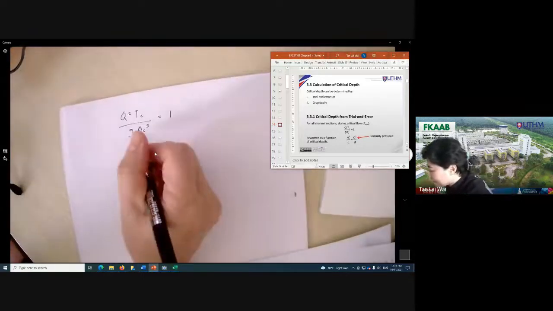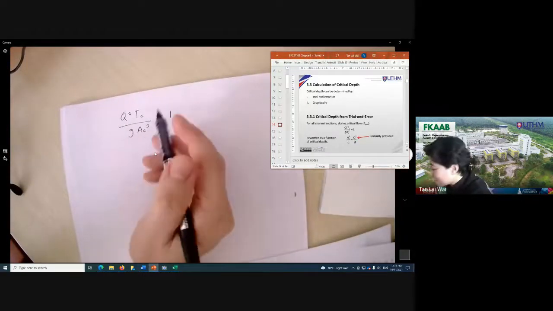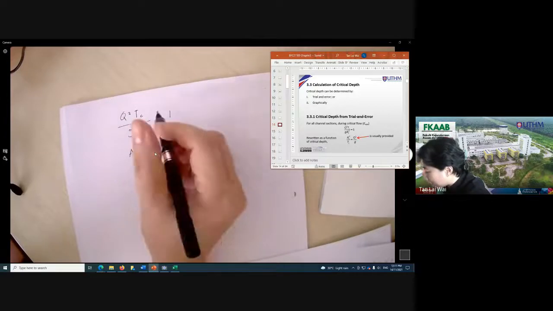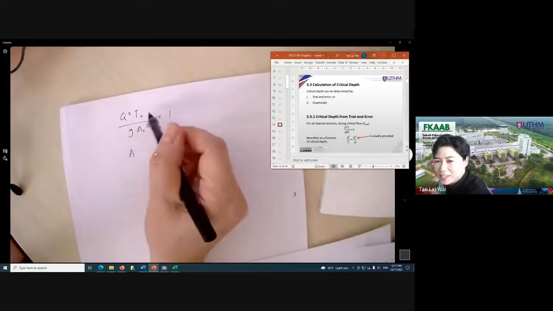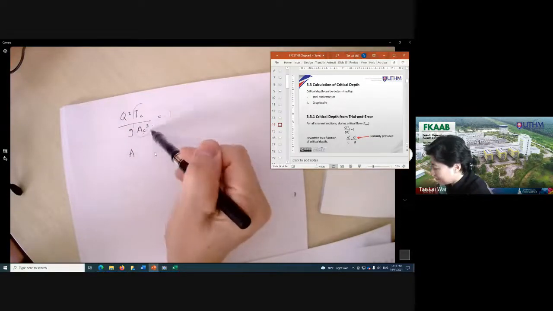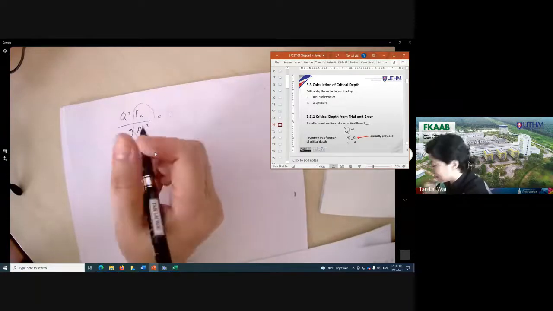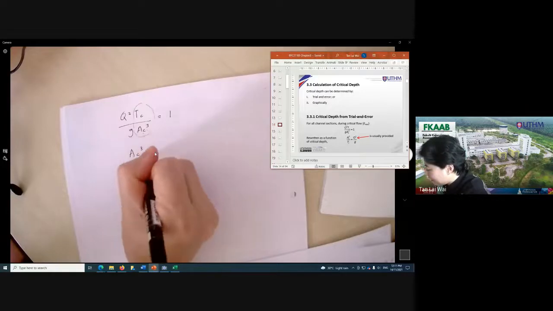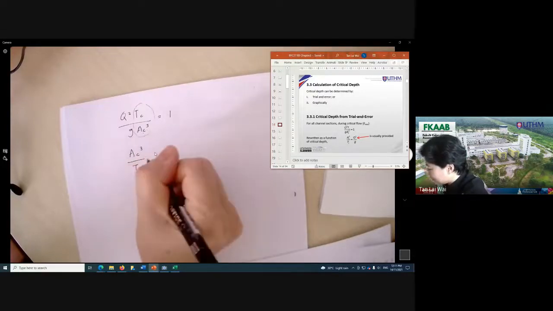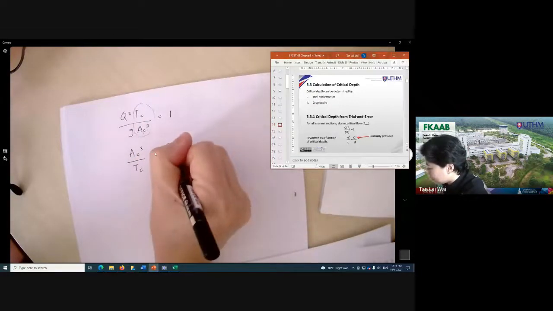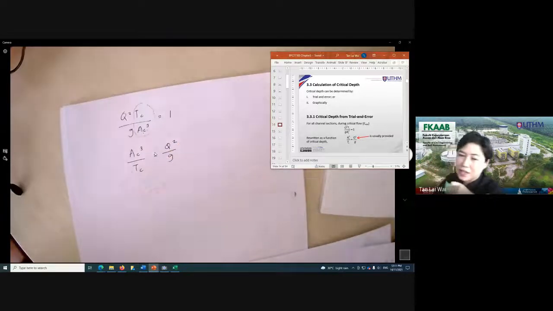Okay, let's look at this. I'm going to rearrange this. I'll bring A and TC, because A and TC is actually a function of Y, basically. I have it here. Okay, therefore, all right.